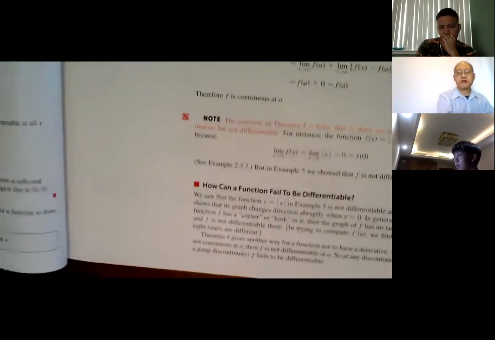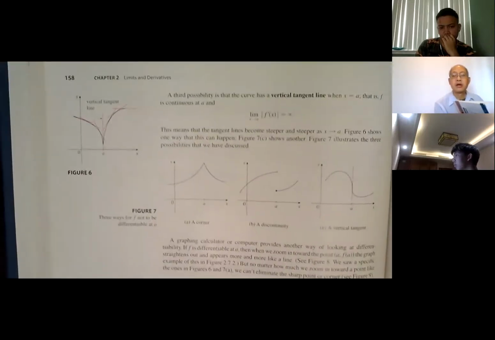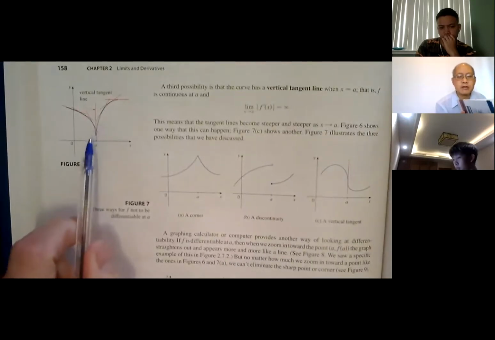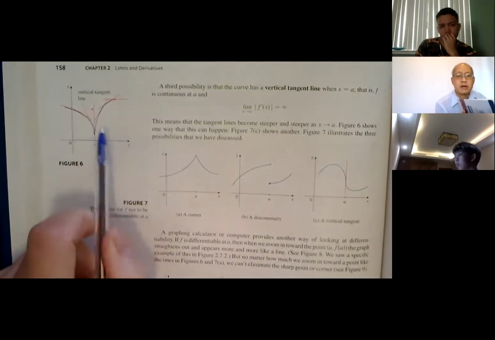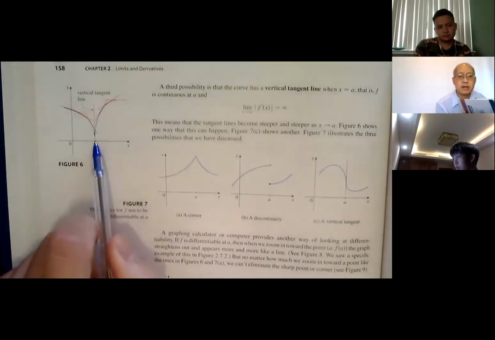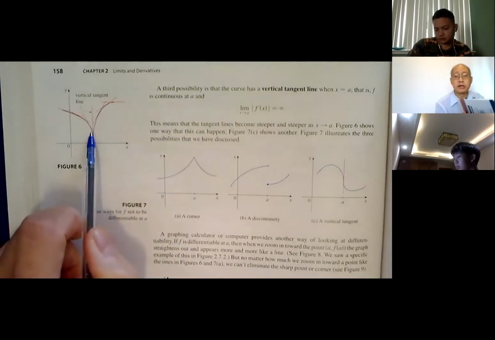Are there situations where a function is not differentiable? Okay, so on the next page, take a look at this point right over here. They call this a vertical tangent line. What's the slope of a vertical line? The slope of a vertical line is undefined. So there's no such thing as a slope. So there's a case where the derivative will not exist.